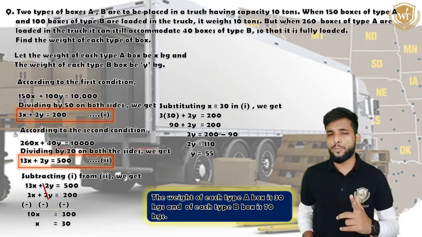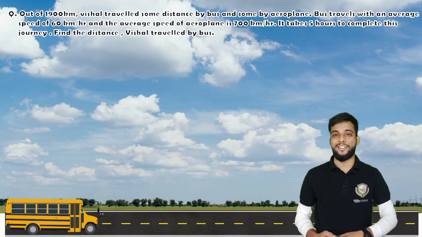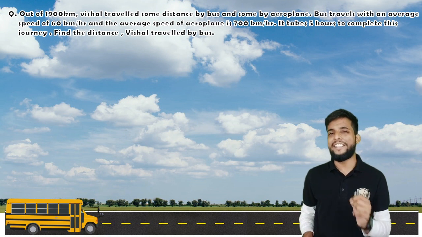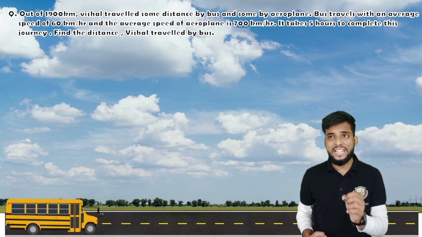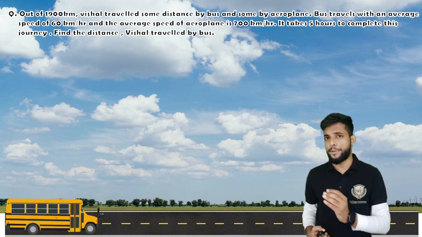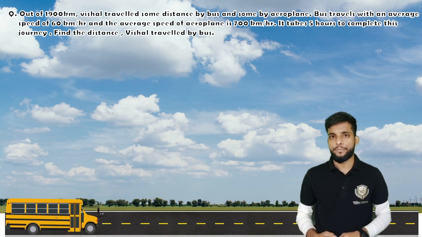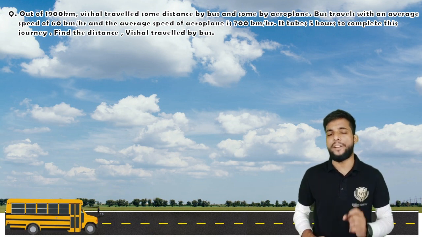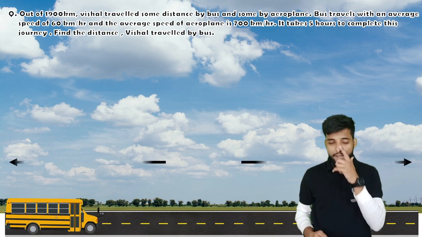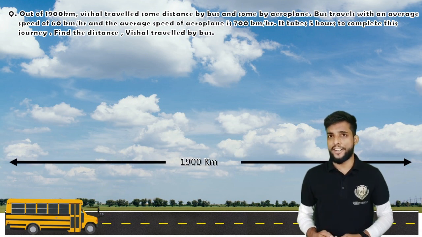Now students, let us move on towards a very interesting question. The question is, out of 1900 kilometers, Vishal travelled some distance by bus and some by aeroplane. Now let us understand the first statement with some presentation. So here the total distance is 1900 kilometers.